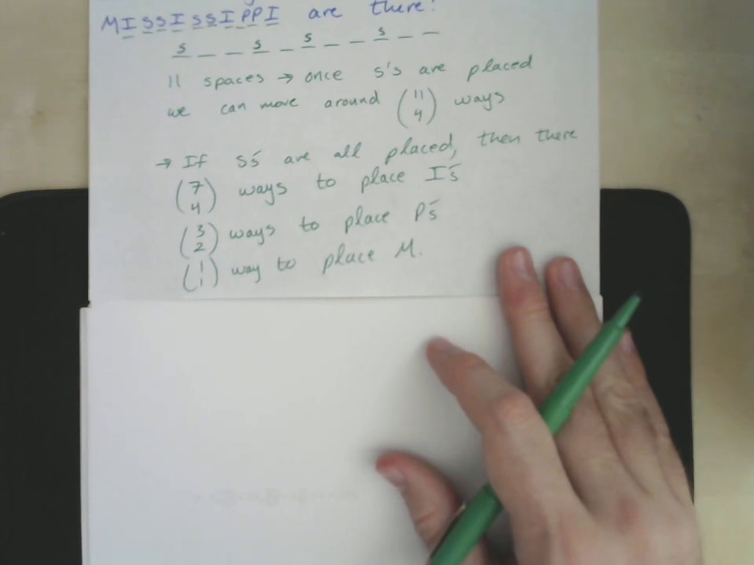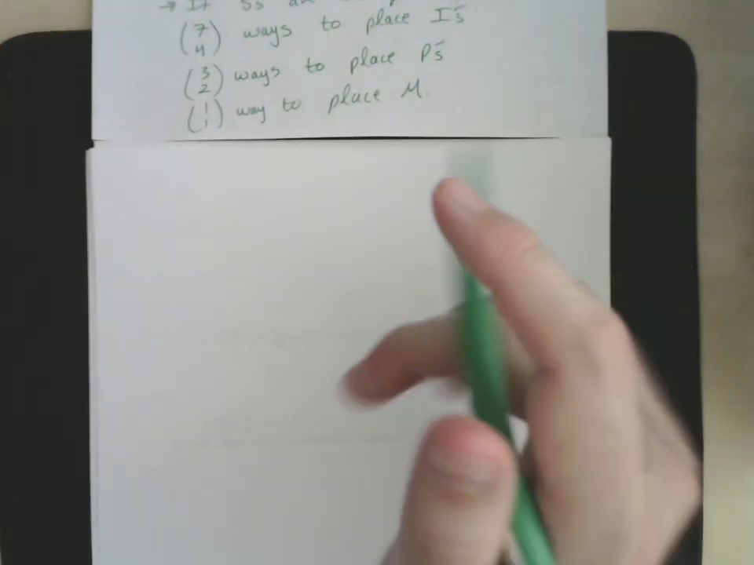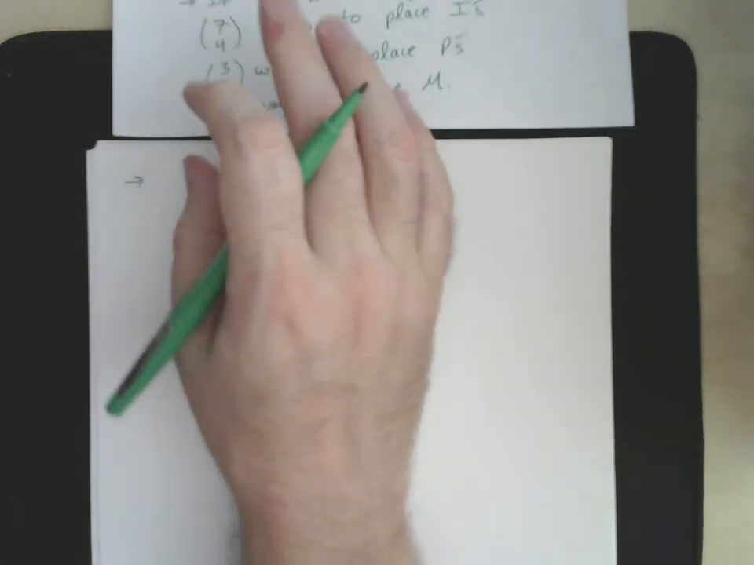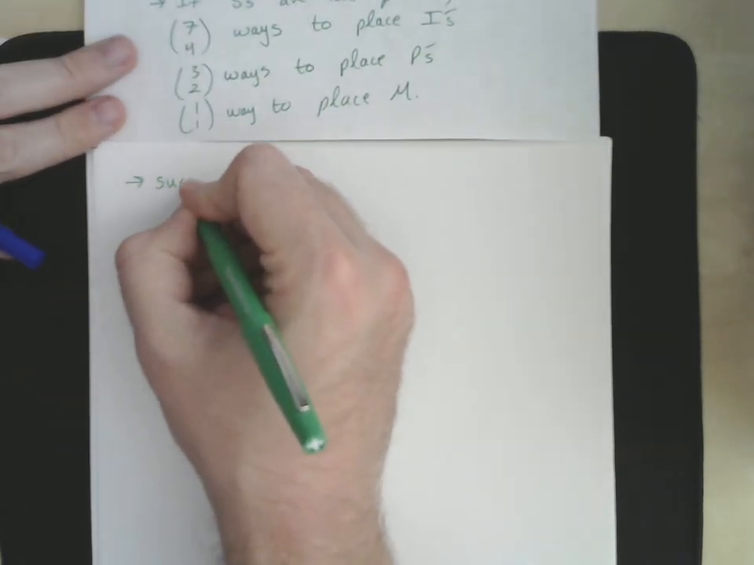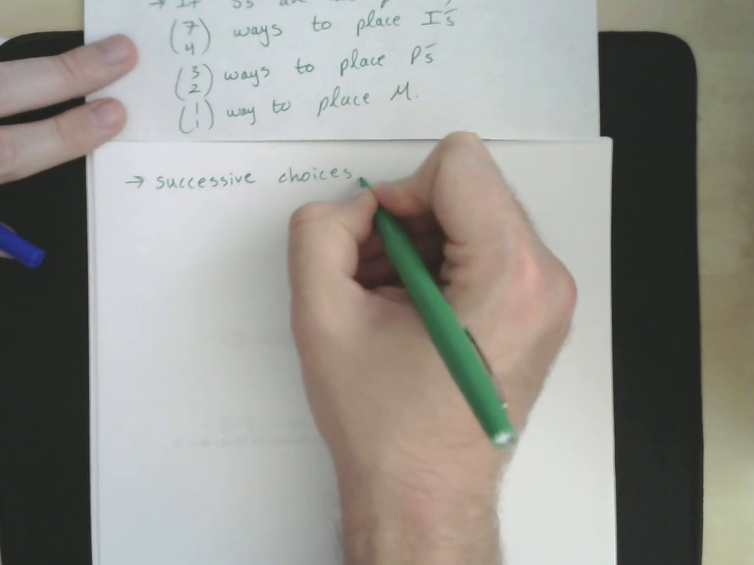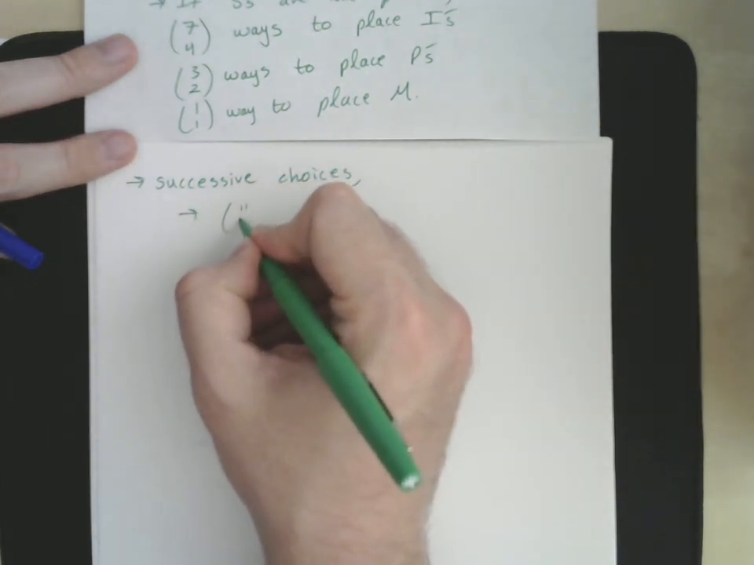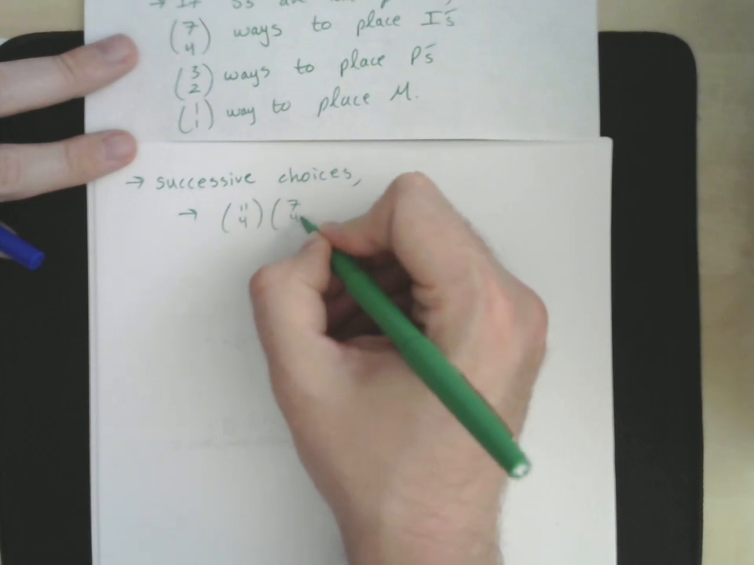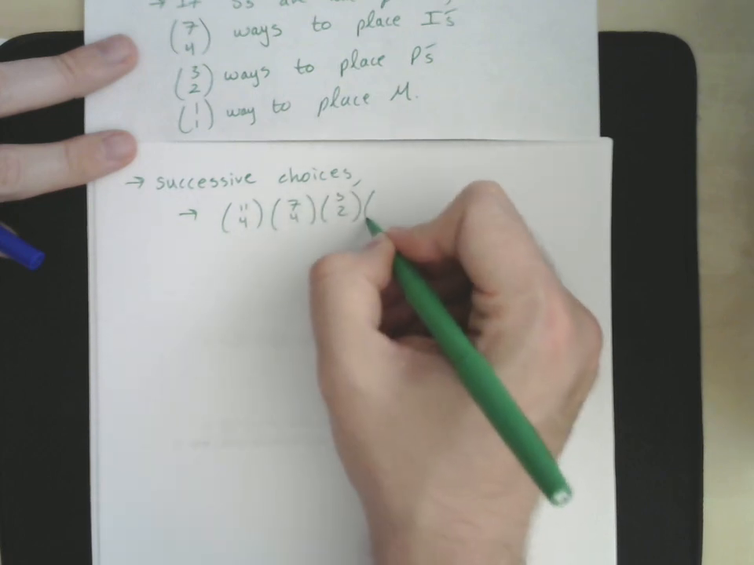And we'll look at a couple relationships. Well, actually, in the next section, we'll be looking at some relationships for combinations that kind of dictate why things are equal in 9.6 and 9.7. So for now, this is successive choices. They all happen in the same event, so to speak. So that means we multiply 11 choose 4 times 7 choose 4 times 3 choose 2 times 1 choose 1.